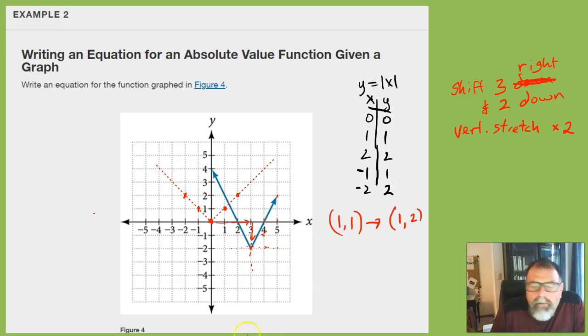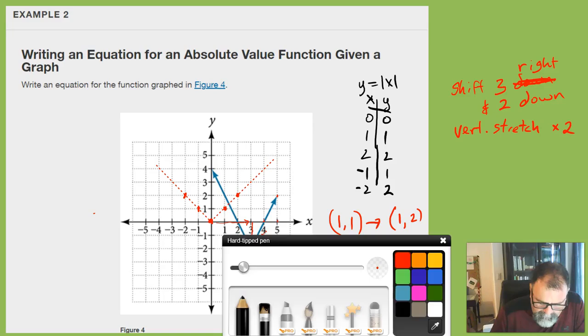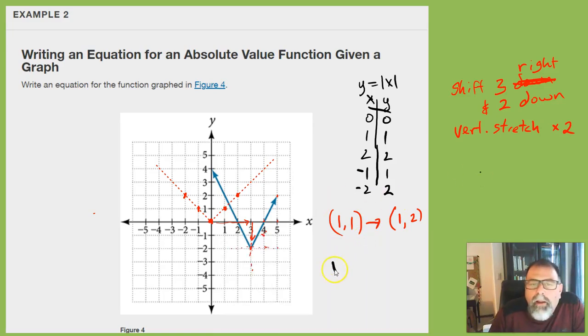Okay? So then now I'm ready to write my equation, and if you remember the way we're going to do this, y is equal to the vertical stretch is the factor in front, and then if I want to move 3 units to the right, I do minus 3 in with the x. And if I want to do down 2, I'm going to do minus 2. And that's it.